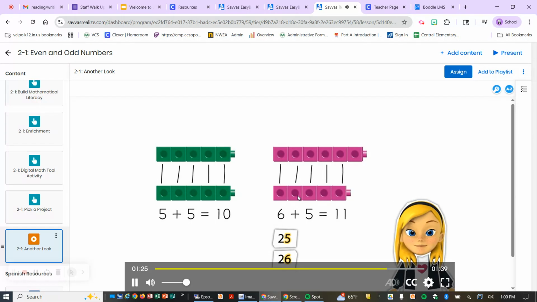Thanks, Emily! Breaking apart cubes and looking at the ones digit are 2 easy ways you can find out if a number is even or odd. And with all of the numbers out there, that's a very helpful tip.